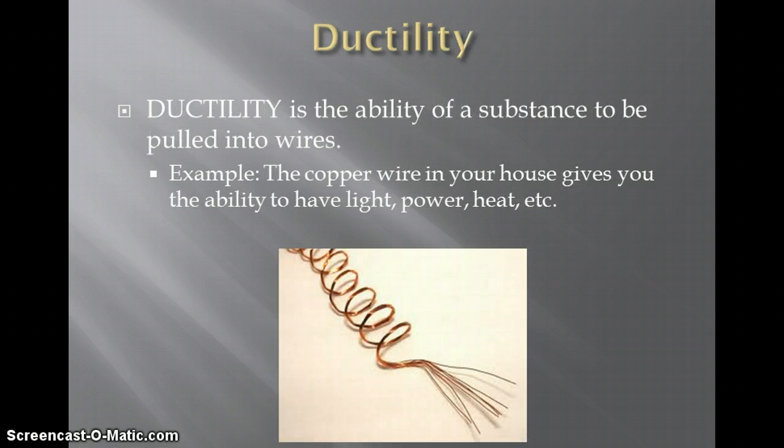The next one is ductility. Ductility is the ability of a substance to be pulled into wires. Metals like copper, like you see here in this picture, this is a copper wire, are very ductile, or have the characteristic of ductility, which means that metal is really easy to pull into a wire. The example I give is a copper wire in your house gives you the ability to have light, power, and heat because it's able to conduct electricity through these thin wires.